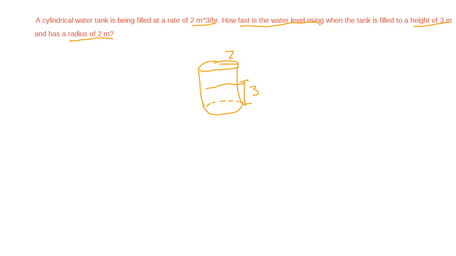We know that height right there is 3. And we know that water is coming in at a rate of 2 meters cubed an hour. And we're wanting to know how fast the water level is going up. All right, so now let's look and see what we have. That meters cubed, once again, can indicate a change in volume. So we can say that our dV over dt is equal to 2 meters cubed an hour.